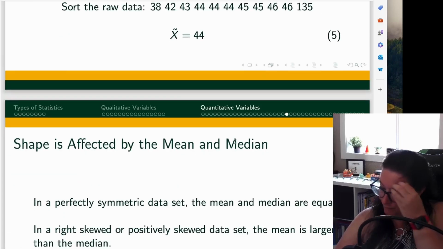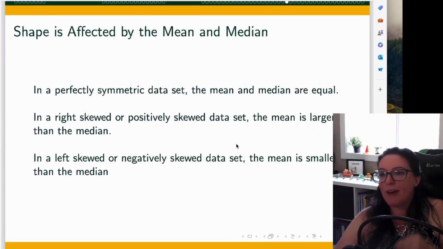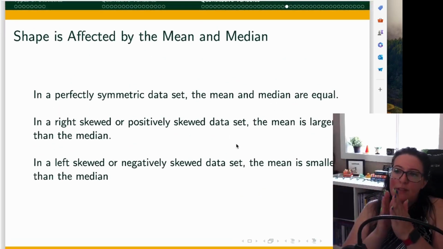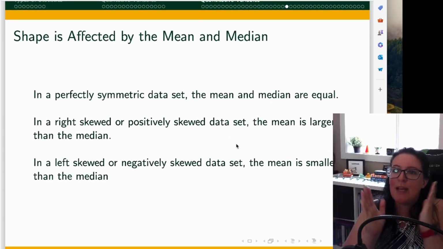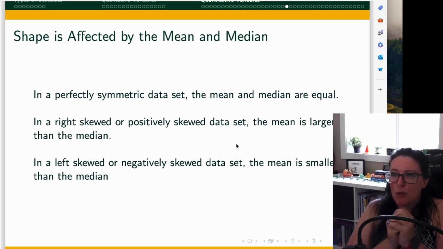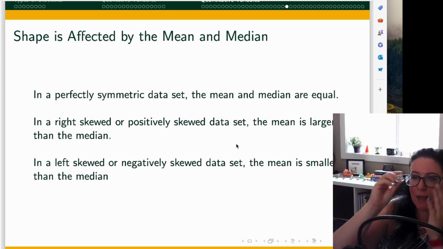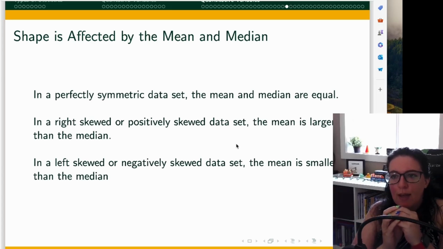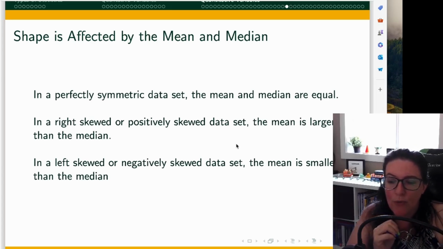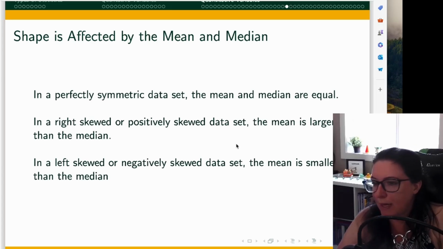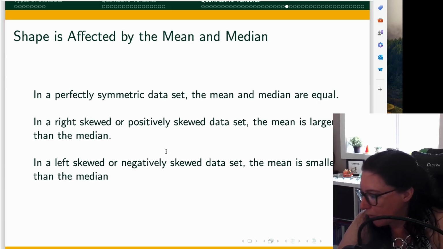Okay. So as I said, the shape is affected by the mean and the median. If it's symmetric, they are equal. If it is right skewed or positively skewed, the mean is larger. The high number is pulling it up. If it's left skewed or negatively skewed, the mean is going to be smaller than the median because it's going to be impacted by those numbers.